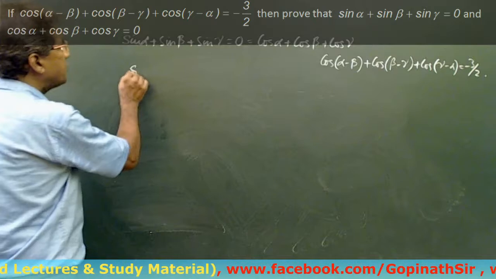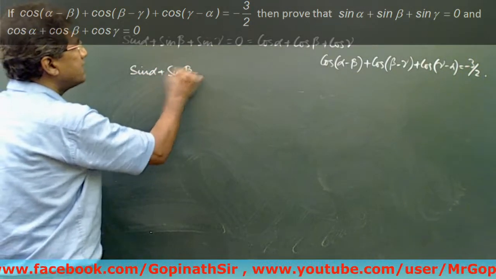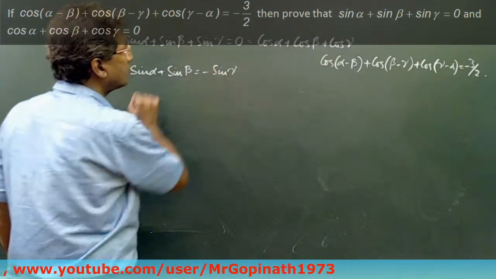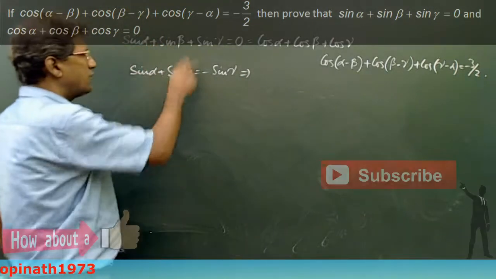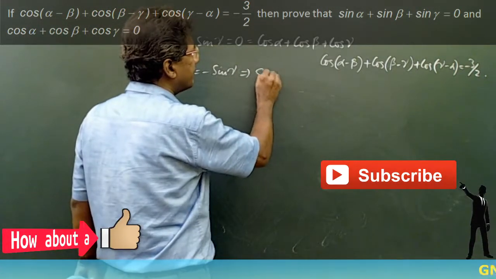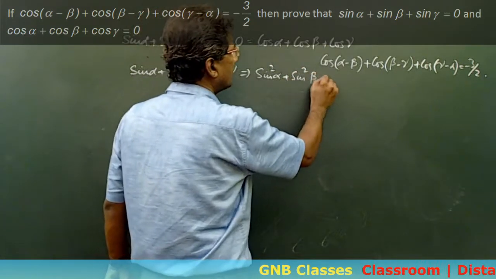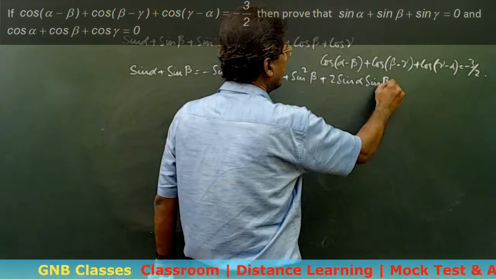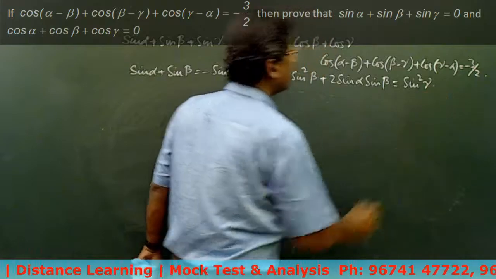So, let me start with the given condition. Here they have given sine alpha plus sine beta is nothing but minus sine gamma. So, if I square both sides, we are going to get sine square alpha plus sine square beta plus 2 sine alpha sine beta is equals to sine square gamma. Is it correct?